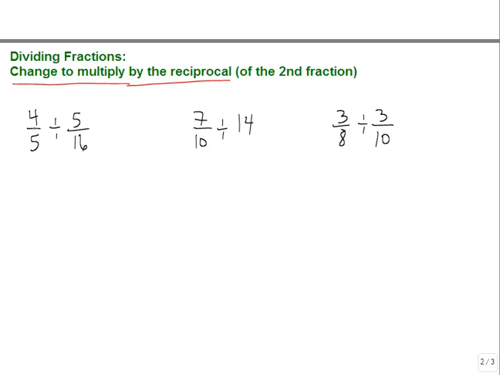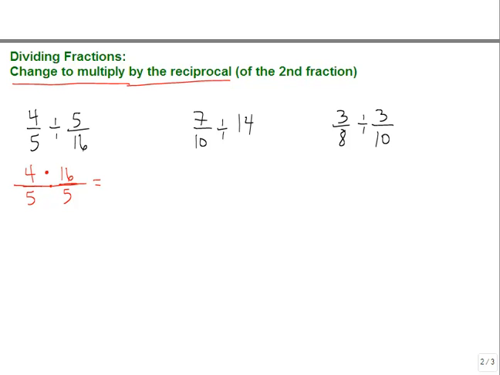So for example, if I have 4/5 divided by 5/16, we're going to change this to a multiplication problem. We leave the 4/5 the way it is, we change the divide to a multiply, and we take the reciprocal of the second fraction. So that just means flip it over. So 5/16 becomes 16/5. Now I'm going to do the same thing that I did before, which is to think of this as one big fraction bar, and I'm going to look for any common factors on the top and on the bottom that I could cancel out. Now on the bottom, all I have are 5s, and on the top I have a 4 and a 16, which are not divisible by 5s. So what that means is nothing's going to cancel out.